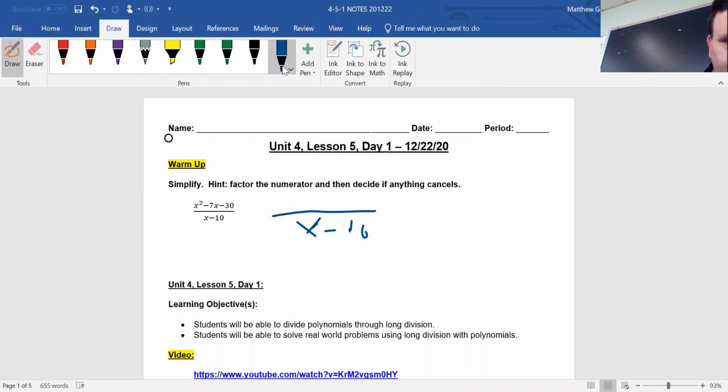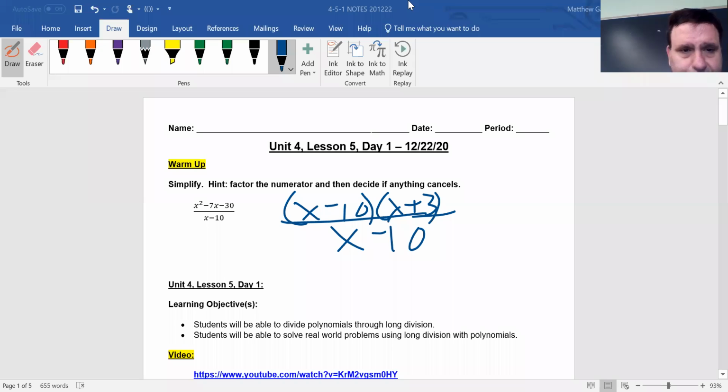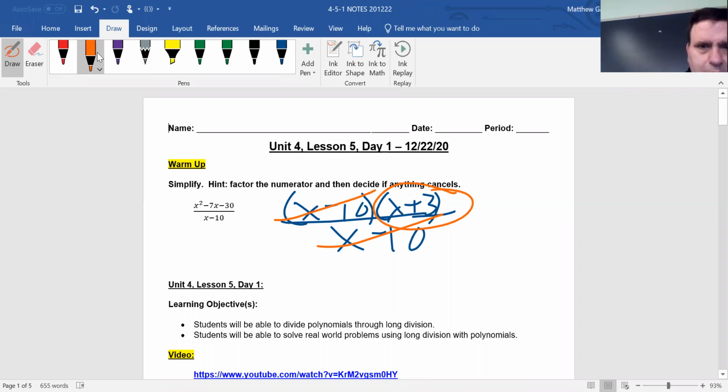The numerator factors to x minus 10 times x plus 3. So what we do in this situation is that since x minus 10 cancels out, your quotient will be x plus 3 over 1, which is just x plus 3.